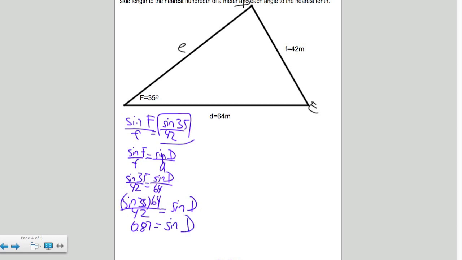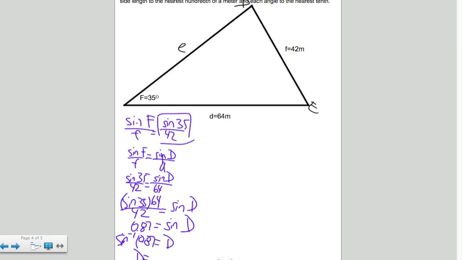So this takes us back to the last unit of how do we solve for D. In other words, if this was theta, it's the same question. Sine of theta is equal to this number. How do I get theta? What operation do I need to do? Yeah, I need to do the inverse of sine. So inverse of sine of 0.87 is equal to D.